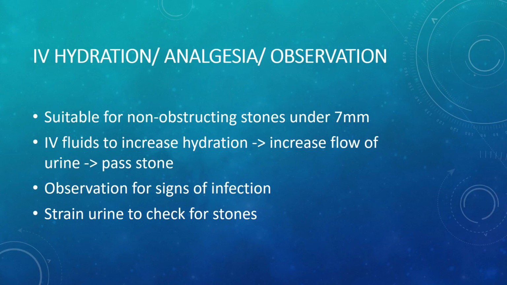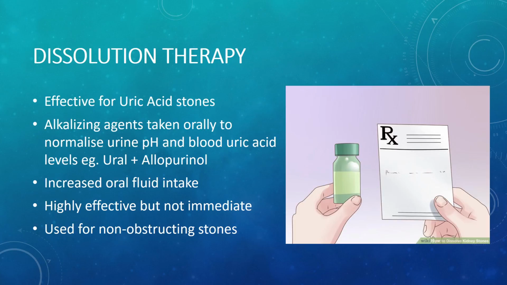Another form of conservative management is the use of dissolution therapy. Non-surgical management of uric acid stones can be achieved by the use of dissolution therapy. This involves the use of alkalizing agents, increased fluid intake, and lowered blood uric acid levels. Alkalizing agents are taken orally on a regular basis, such as potassium citrate or potassium bicarbonate, known as Uralyt and Citravescent. These work to normalize the urine pH levels.